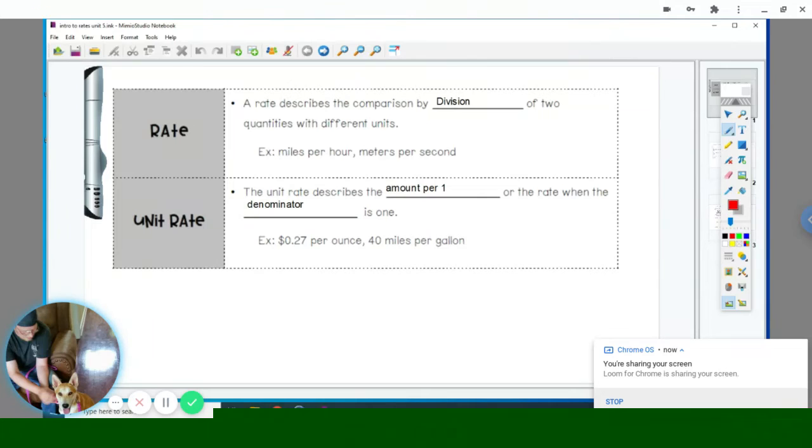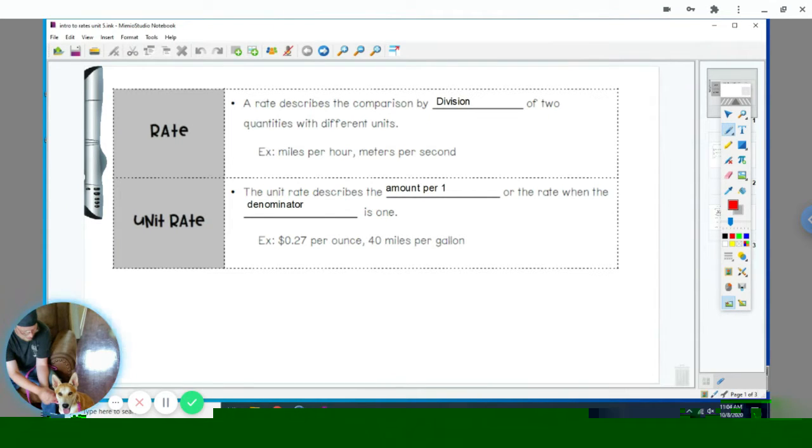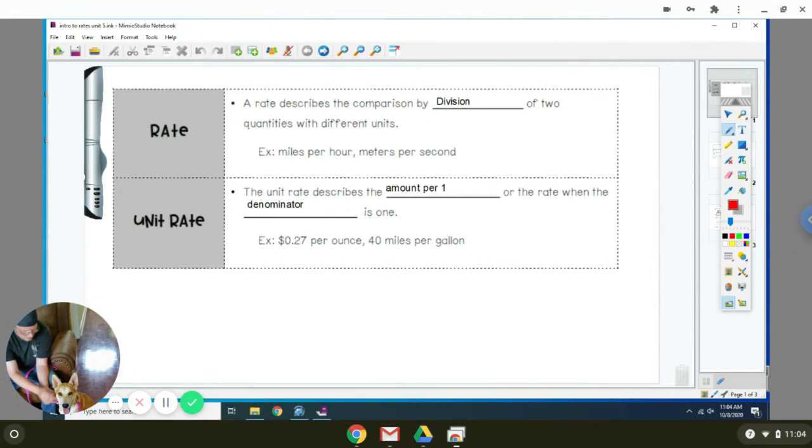So today we're going to be learning about unit rates. A rate is described by the comparison by division of two quantities with different units. So miles per hour, meters per second. What they mean by division is the miles over hours. And remember, this line means to divide.